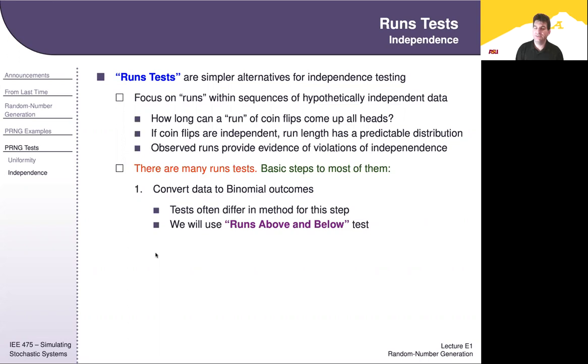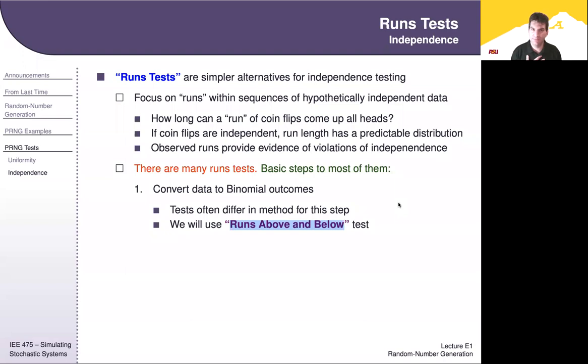Now, there are a bunch of different ways to do a runs test. In this class, we're going to do a runs above and below test. You may have found sample solution sets for earlier versions of 475 taught by other faculty, where instead of runs above and below, there's a runs up and down test, for example. There are a bunch of other different runs tests, and those tests are going to be slightly different.